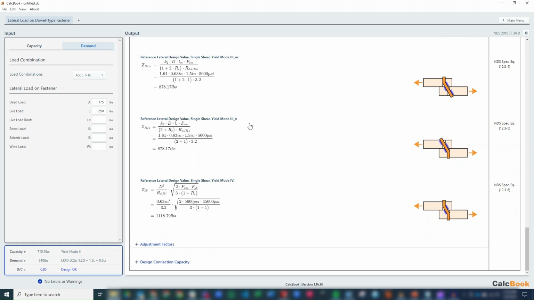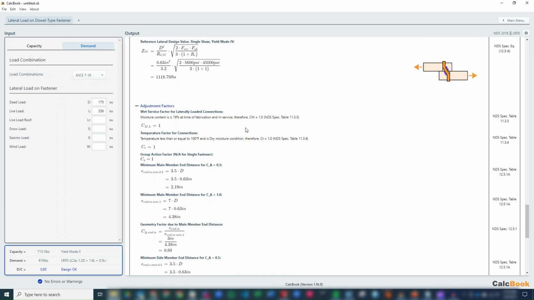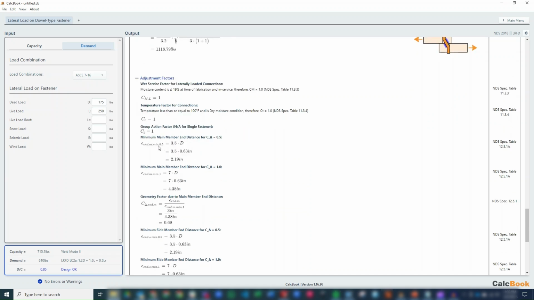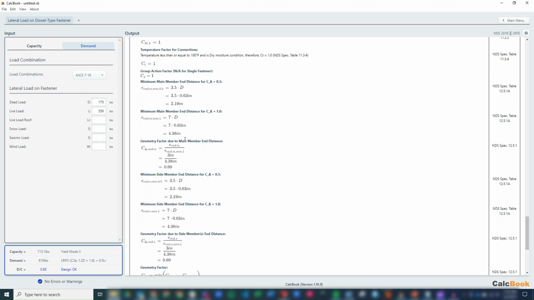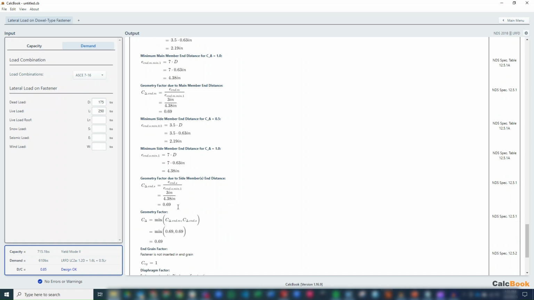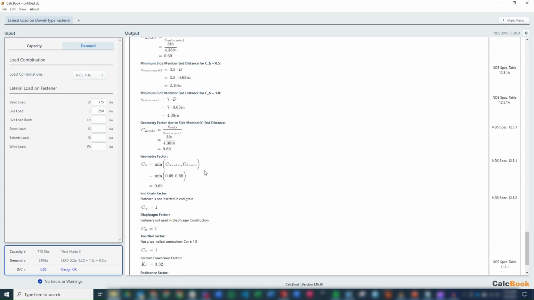Then we can go to our adjustment factors. Right, our moisture content is less than 19%, so we have that as a 1. Our temperature is also a 1. Our group action, right, we don't have that for a single fastener, so that's also just a 1. We do have some interpolation to calculate for our end distance factor, that's C delta. We have one for 0.5 and one for 1, and we're sort of in between those, so we just take a ratio of what our end distance is, and we get a factor of 0.69. And then the same thing for the side member.